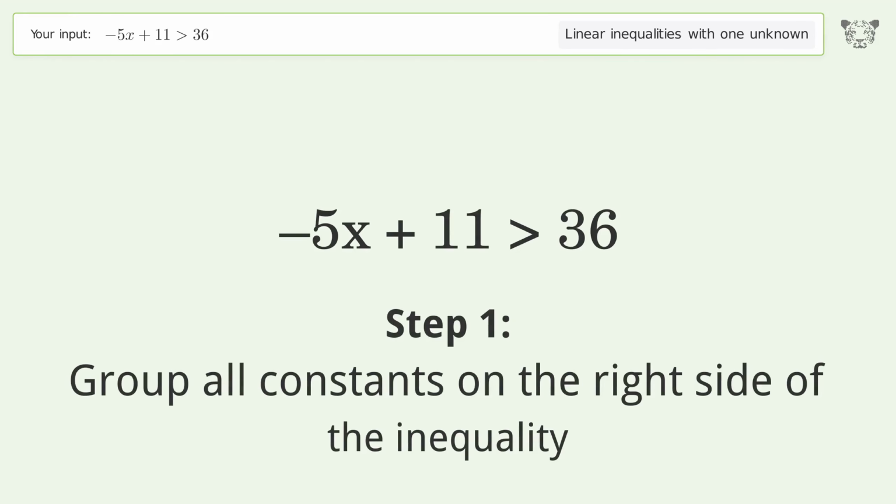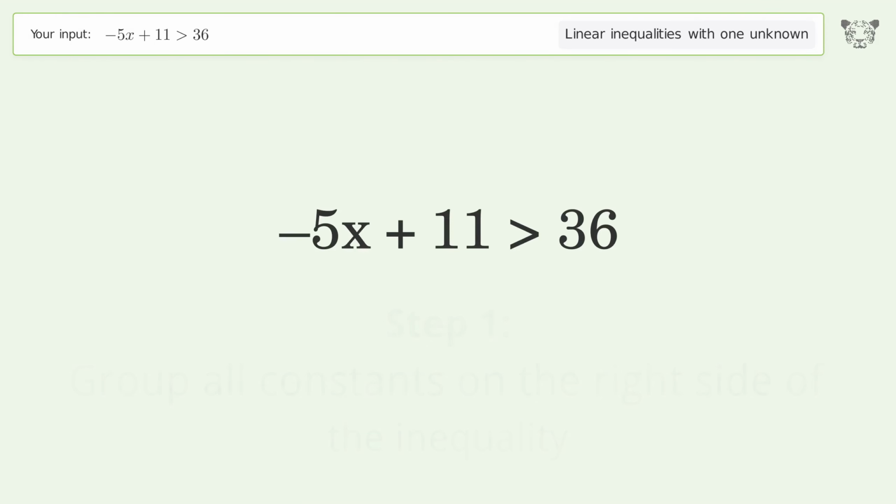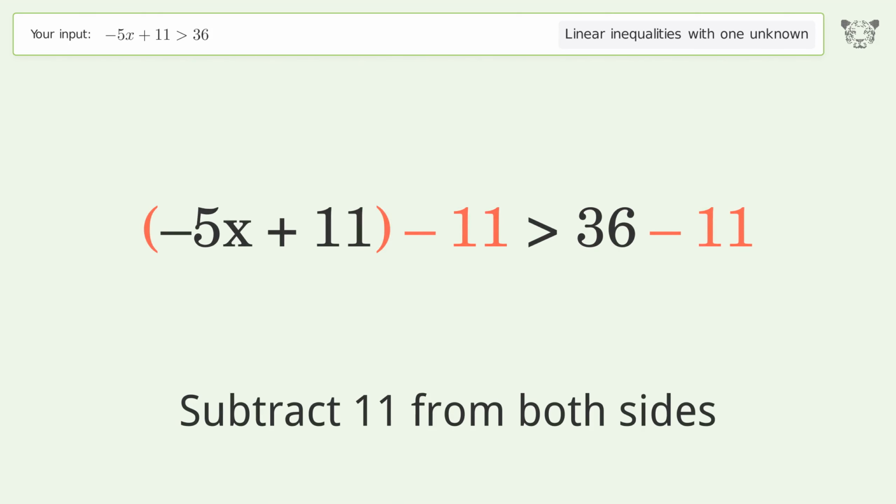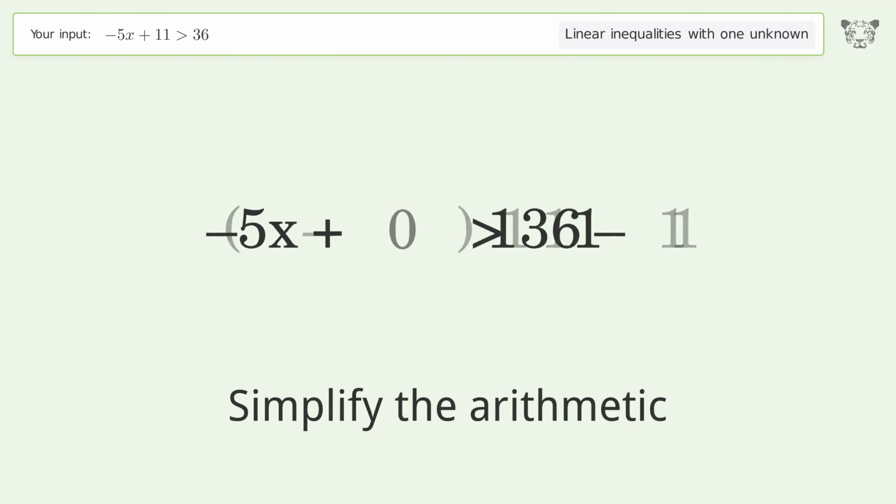Group all constants on the right side of the inequality. Subtract 11 from both sides. Simplify the arithmetic.